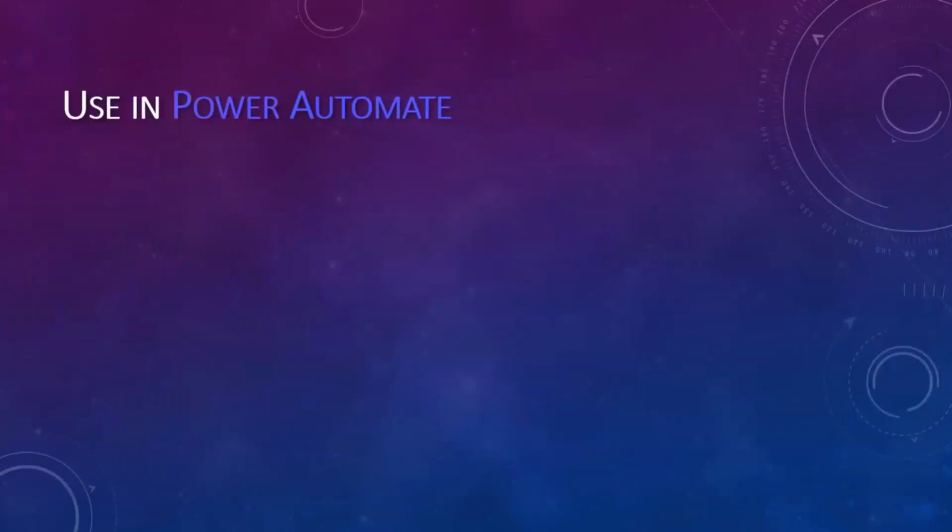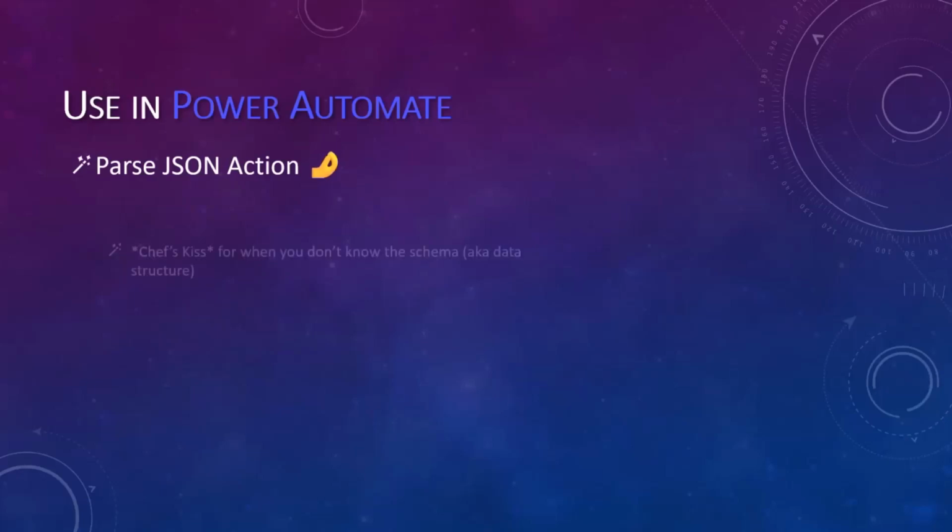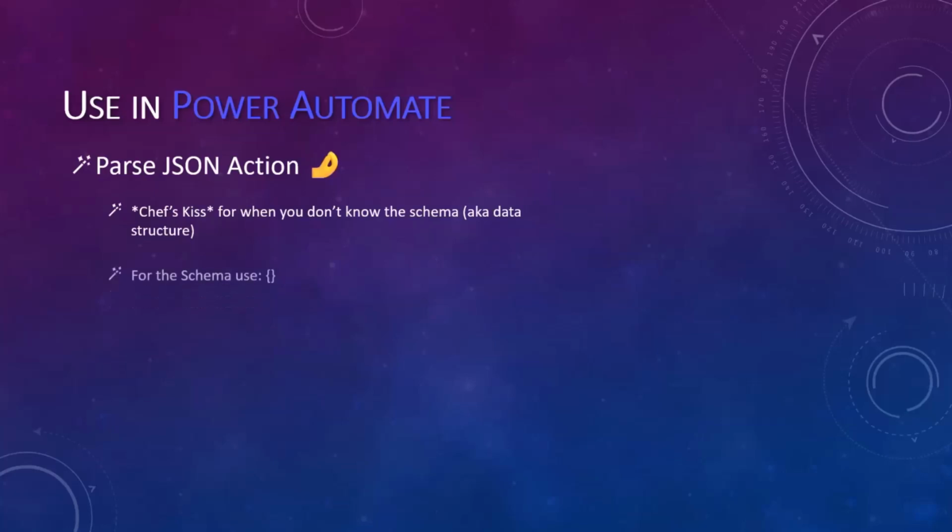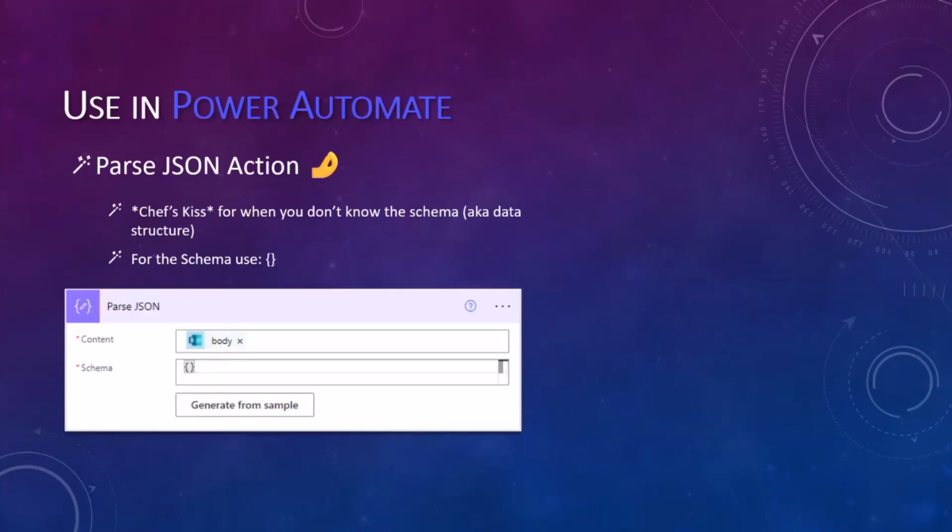Now, in Power Automate, the Parse JSON action is pretty much the chef's kiss here. When I don't know what the schema is of my data, and schema is the actual fields and the values and how they're all set up, I can use Parse JSON and in my schema field, put in two curly brackets, an open and a closed curly bracket. That's the minimum required to get Parse JSON to work. So then I can run whatever it is that I need to run, get output from that Parse JSON, and then I can come back into my flow and click generate from sample and paste that set of records back into that sample to generate that schema.